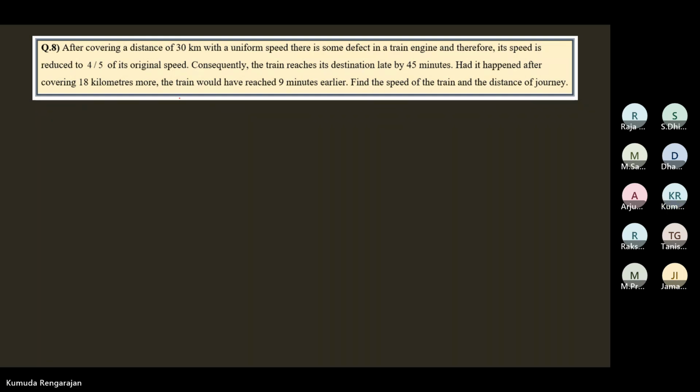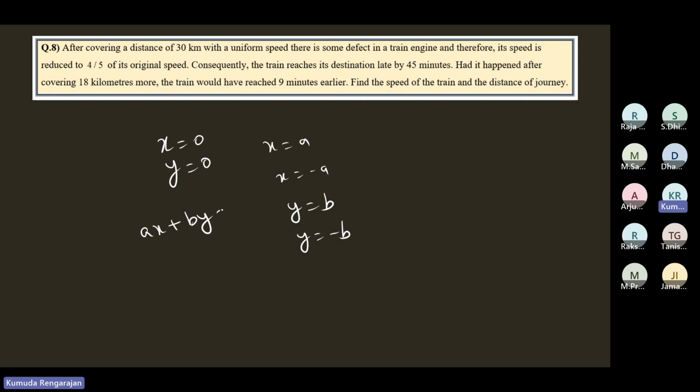We understood what x is equal to 0, y is equal to 0, x is equal to a, x is equal to minus a, y is equal to b, y is equal to minus b mean. We also understood that if the equation is of the form ax plus by is equal to 0, that is, the constant c is equal to 0, the graph of this equation will pass through the origin.